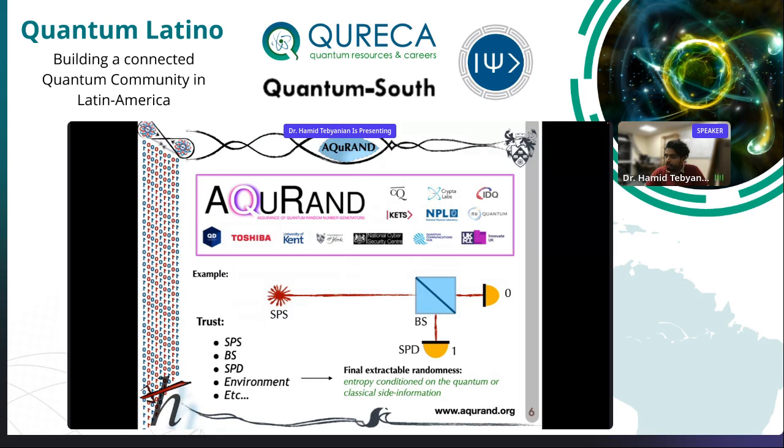So we can estimate the final extractable amount of randomness by using conditional min-entropy, which is conditioned on classical or quantum side information. For more information about this project, you can visit the website, which is aqrand.org.